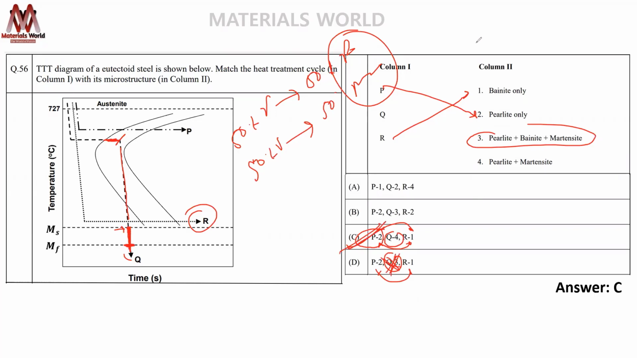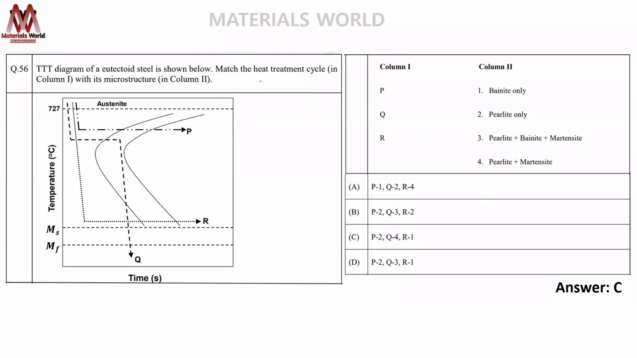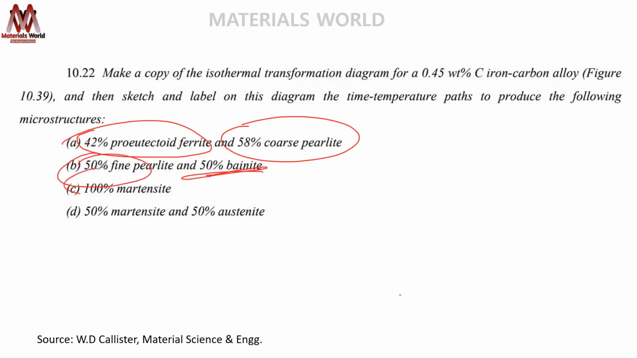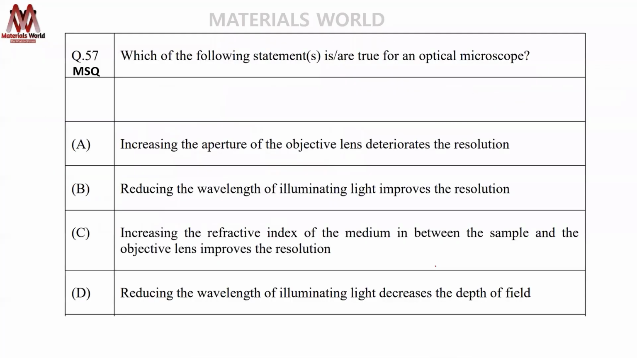The same thing is explained marvelously in the canister. You see, this question is given in the 10th chapter. You can see the source is given here. There is some alloy, and the phases available in the microstructure are given: pro-eutectoid alpha, 58% pearlite, pearlite and bainite, and 100% martensite and austenite. It's given. How will you show it? I will show. So this is what is shown here.